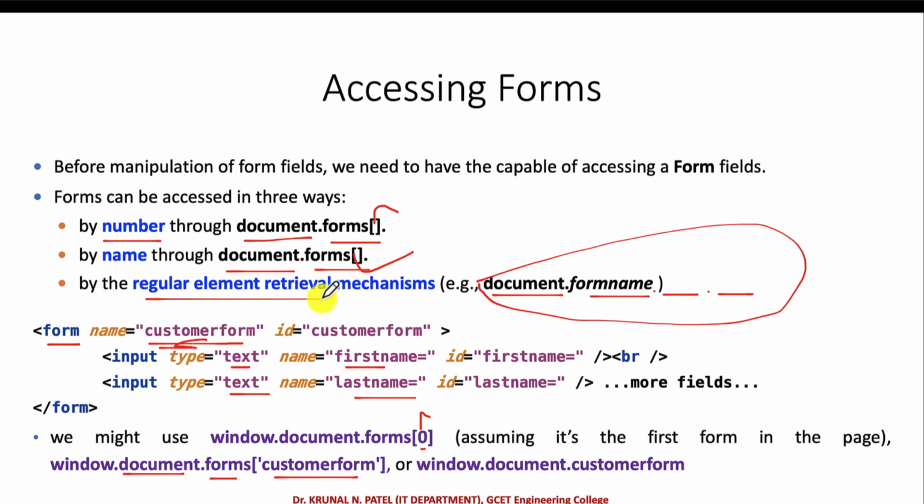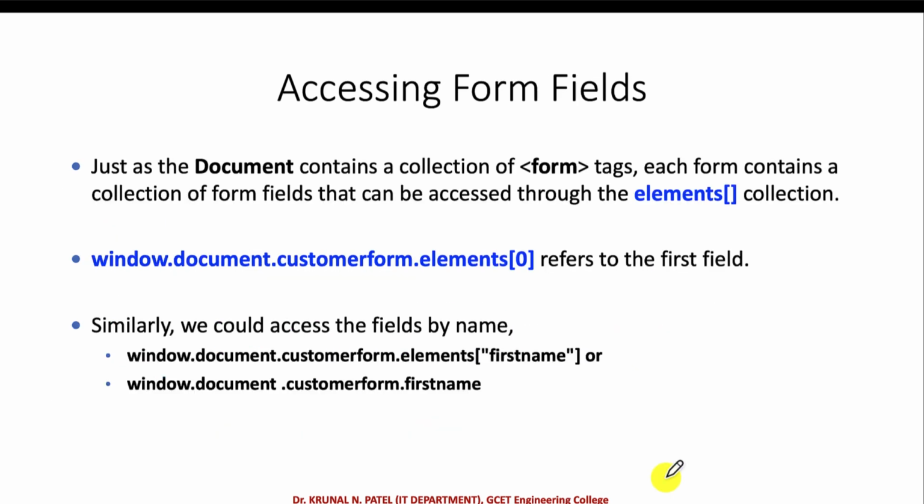And the third way, regular element retrieval, is window.document.customerform. This is very useful, right? So if you want to access any form, there are three different ways, guys: either you provide the index, or you provide the name in brackets, or you directly provide the name.